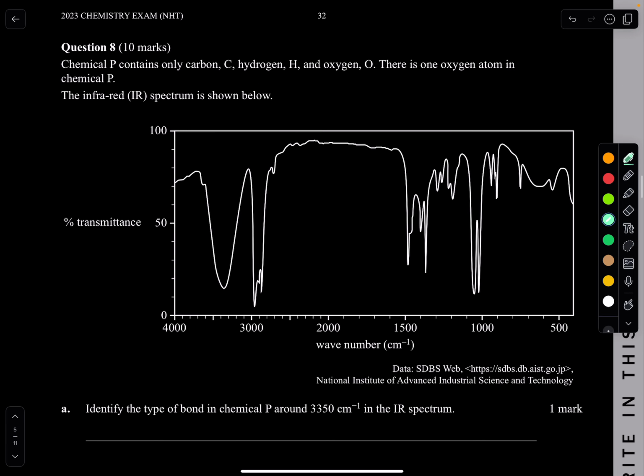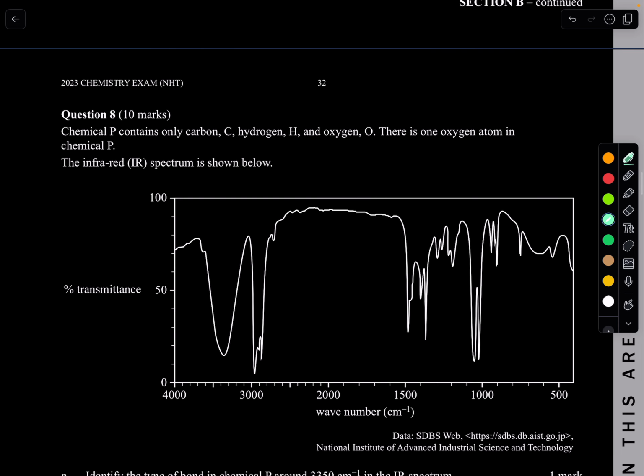Next question. Question A. Chemical P contains only carbon, hydrogens, and oxygens. There is 1 oxygen atom in the chemical P. Easy. So basically that limits us. We can only have an alcohol, a ketone that has 1 oxygen, or an aldehyde. So these are the possibilities that we can have.